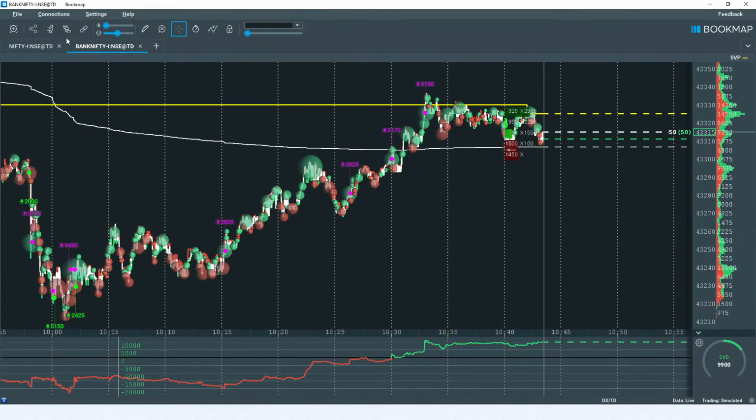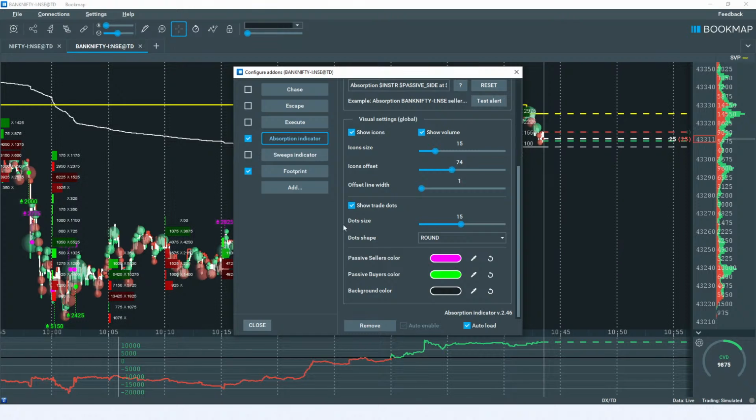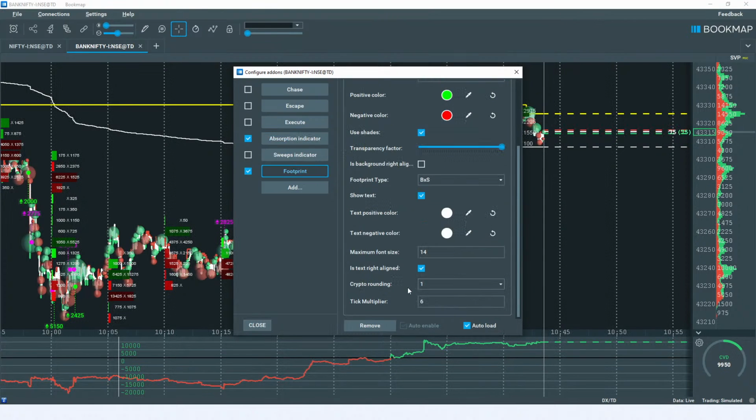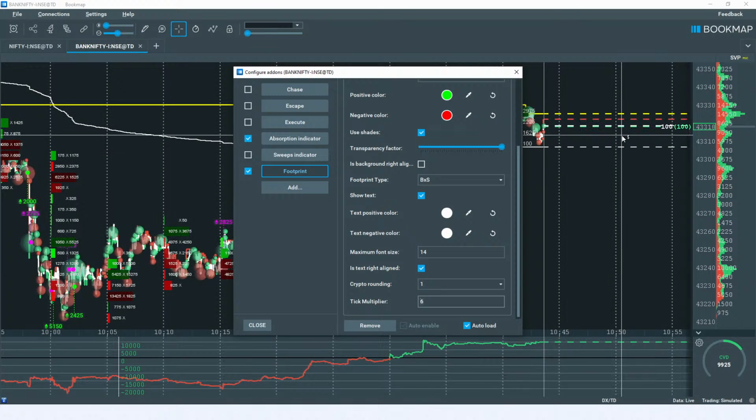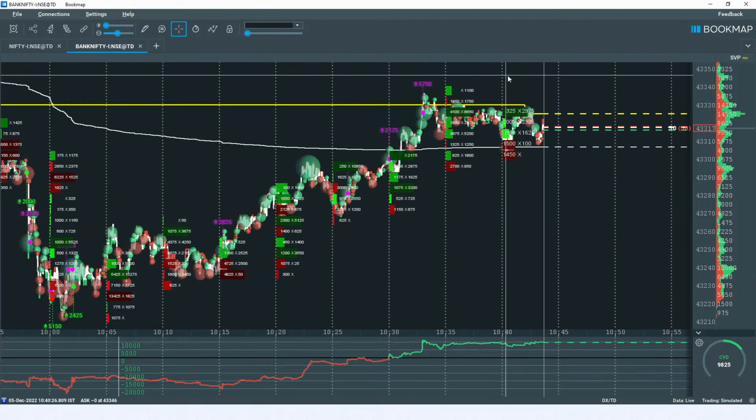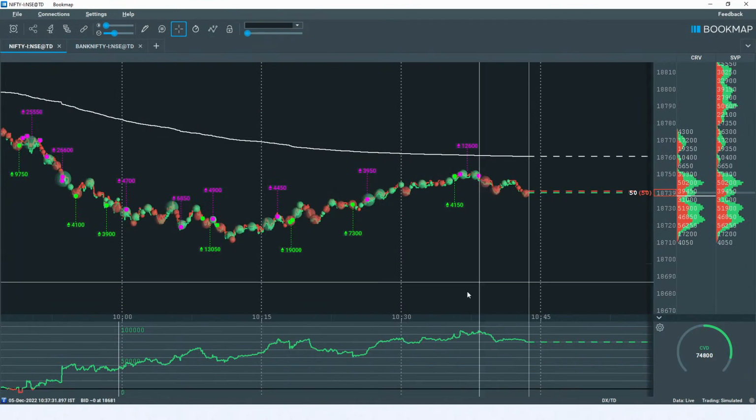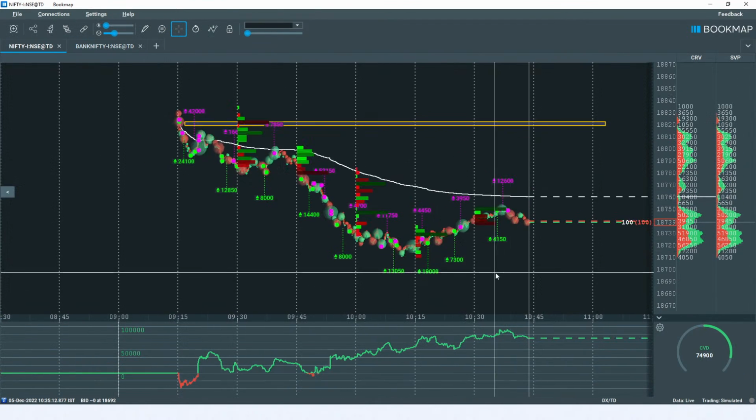For Bank Nifty, the footprint chart tick size, provided 1 is the tick size, I am keeping it as double of the Nifty, because presently it is trading at double the Nifty. So that's why I want to double the tick multiplier. Right? I hope that is clear.